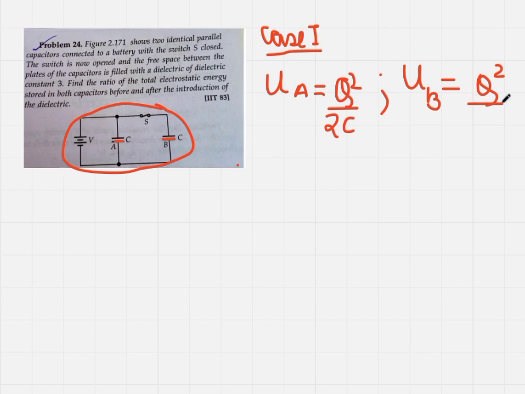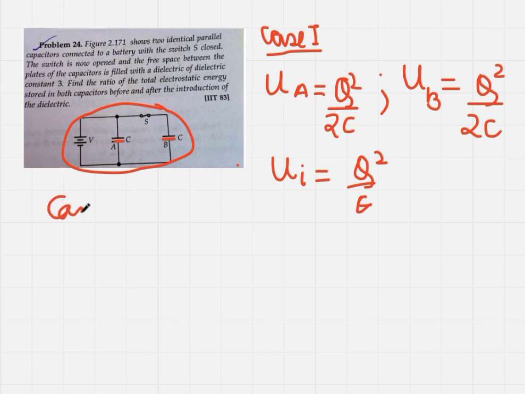by 2C, and since they are identical capacitors, both have the same capacitance, so the total electrostatic energy in case 1, let's term it as U initial, becomes Q square by 2C plus Q square by 2C, which is nothing but Q square by C. Okay. So now let's move on to the second case.